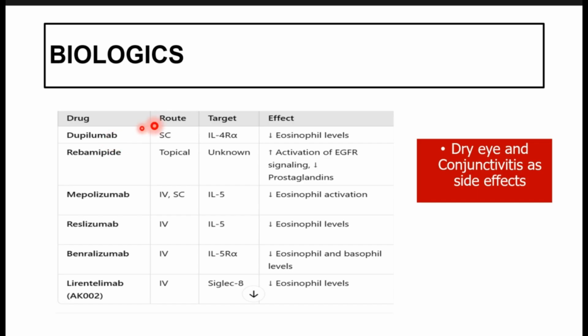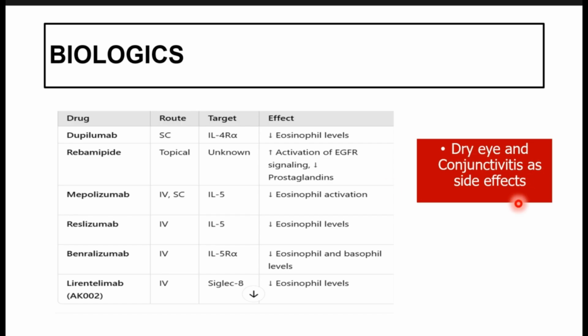This is a biologic that targets the interleukin 4 receptor alpha subunit, and by doing that, it brings down the pathways responsible for interleukin 4 and interleukin 13, which are the key drivers of type 2 inflammation, right? Thereby they will decrease the eosinophil levels. The only problem with these biologics is that they can cause side effects. Patient tolerability is low. They can cause dry eye and conjunctivitis as side effects.